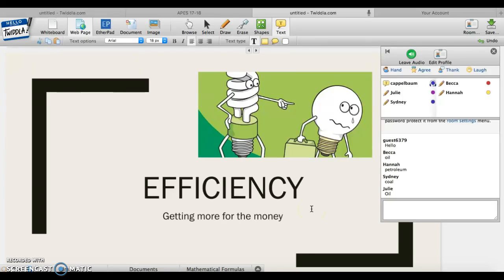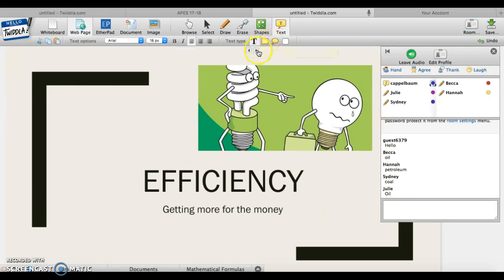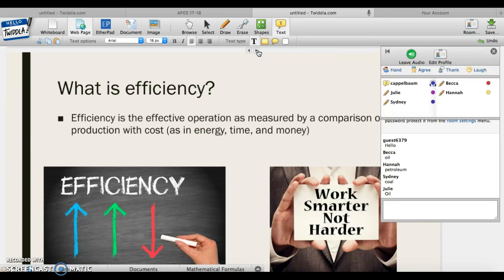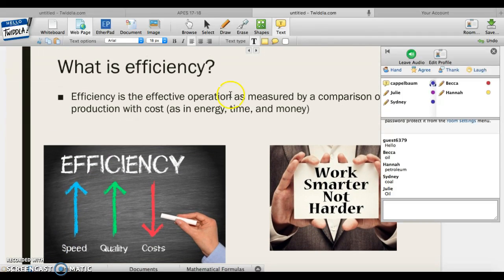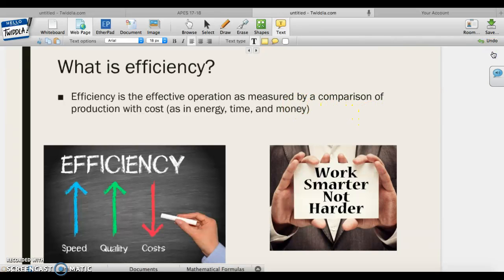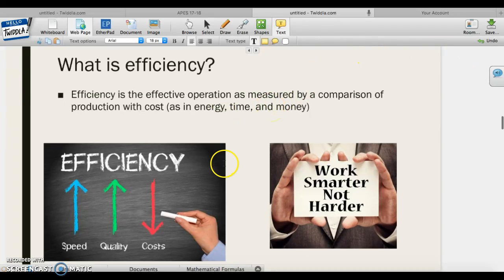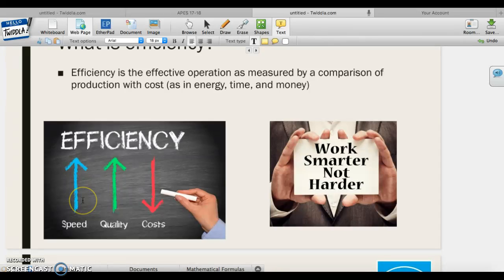So efficiency, getting more from your money. So how can we essentially spend less and acquire more? So what is efficiency? This is going to be the effective operation as measured by comparison of production with cost as energy and time and money. So if you look at the diagrams here, efficiency is essentially the increase in the speed and the quality and the decrease in cost. So this whole idea of working smarter, not harder, is exactly what efficiency is getting at, in that you don't necessarily have to put forth more to get more out.